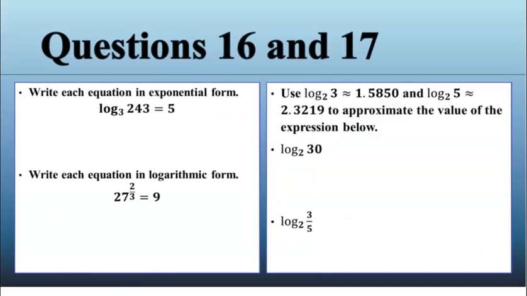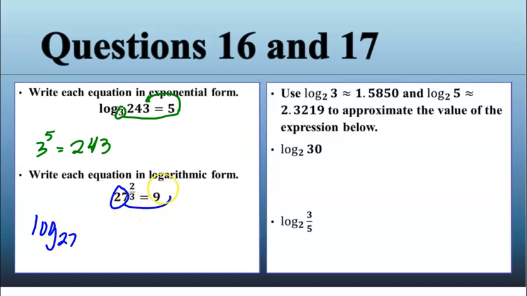Question 16. Write each equation in exponential form. So here we have base 3 raised to the 5th power is going to equal 243. Next, we're going to write each equation in logarithmic form. So we have log base 27 of 9 is equal to 2/3.